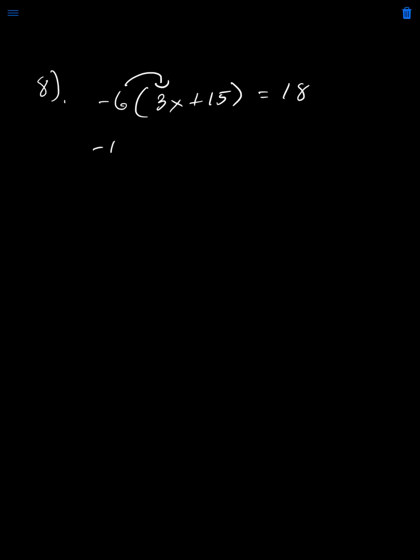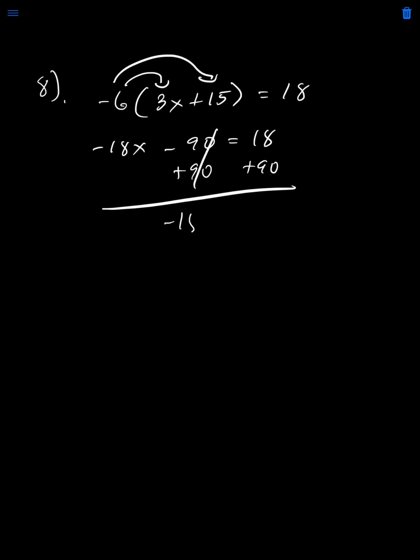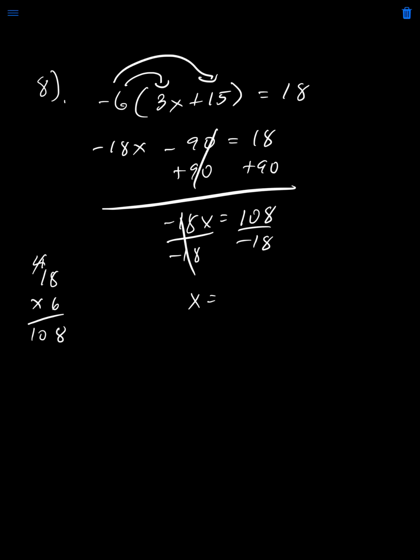Number 8. I have negative 6 parentheses 3x plus 15 equals 18. So I distribute. So that makes negative 18x. Negative 6 times 15 is negative 90, equals 18. I add 90 to both sides. So negative 18x is equal to 108. Let me see, what's 18 times 6? Yep, 108.